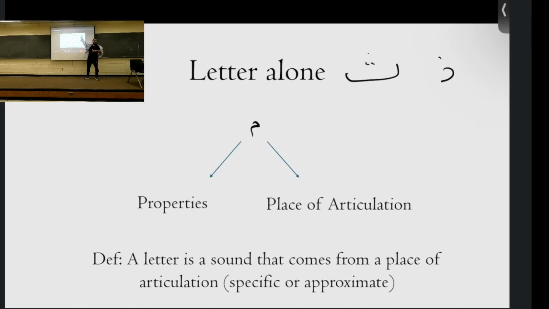I'm describing the dhal and the tha, and when I look at it from the place of articulation side, from the physical instruments that I use to pronounce the letter, I have the same description. Okay? Then I have something called properties. What's the property difference between dhal and tha? If you put your hand here, right here, and say adh, adh, right? Now say ath, ath. What's the difference?